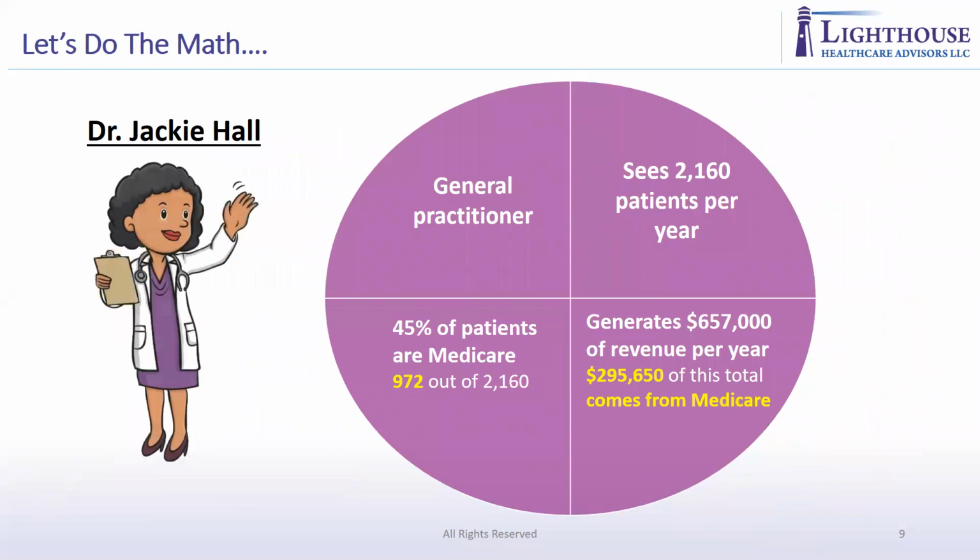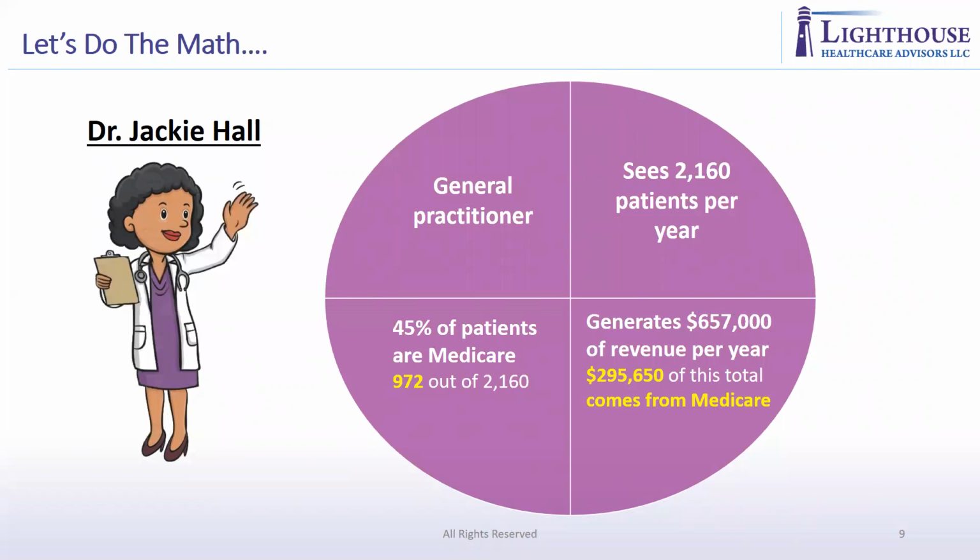So let's break this down. Let's put actual numbers to these arbitrary percentages and performance scores. So we're going to focus on Dr. Jackie Hall for the rest of the presentation. She's a general practitioner. She sees just over 2,000 patients per year. 45% of her patients are Medicare, so that's about 1,000 patients.